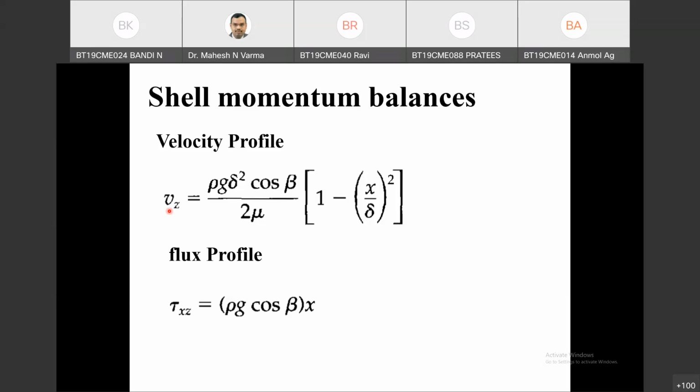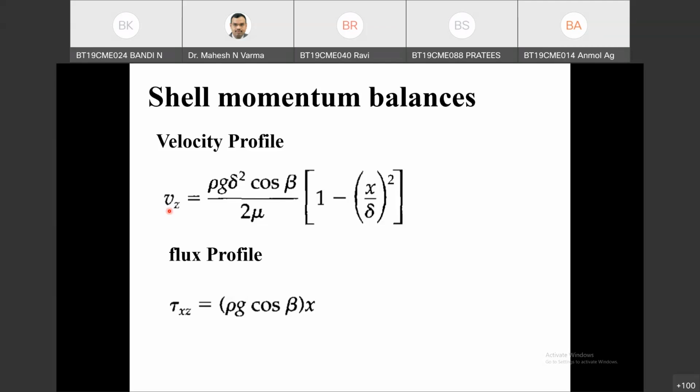The same problem can be solved if I have other types of boundary conditions. Say velocity is given at two locations. I need two boundary conditions to get the velocity profile, and that can be either one flux condition and one velocity condition, or two velocity boundary conditions. If velocity is given at the top surface and at the bottom surface, that time also this problem can be solved.